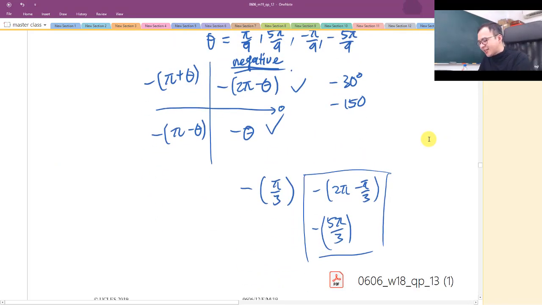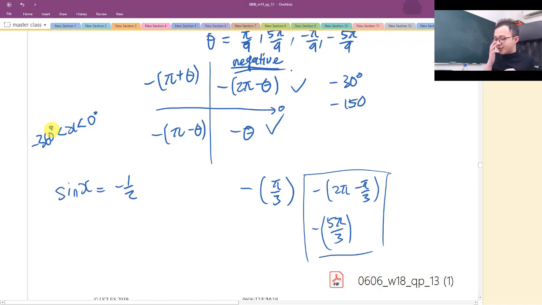Okay, let me just explain a little bit on the negative part. Let's say sine theta equals -half, and I give you the range over here. I don't use theta, because theta is very confusing. I say sine X, and X must be between -360 and 0. Okay, I want to get this right.